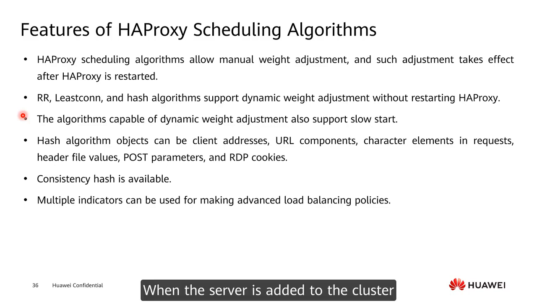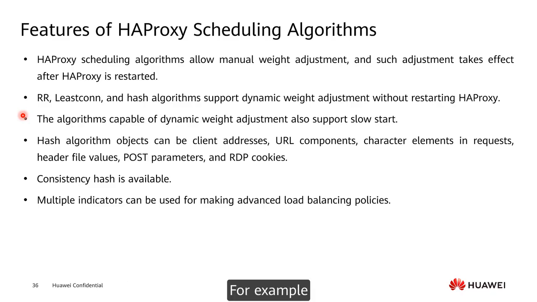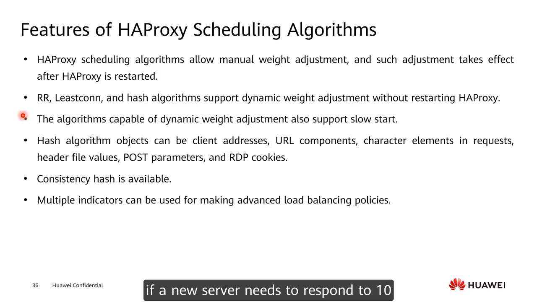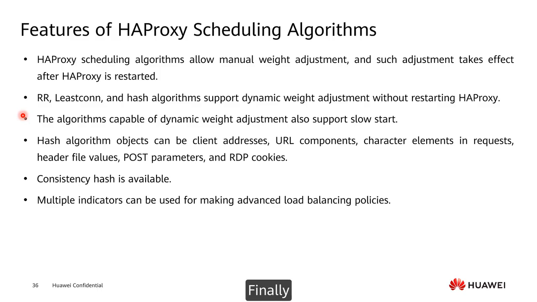When a server is added to the cluster or its weight is adjusted, HAProxy does not immediately forward the number of requests calculated based on the weight to the corresponding server. Instead, the number of requests increases gradually. For example, if a new server needs to respond to 10 requests based on the weight calculation, HAProxy does not immediately forward the 10 requests to the server. Instead, HAProxy may forward 3 requests to the server and then forward 5 requests to the server. The number of requests finally increases to 10.